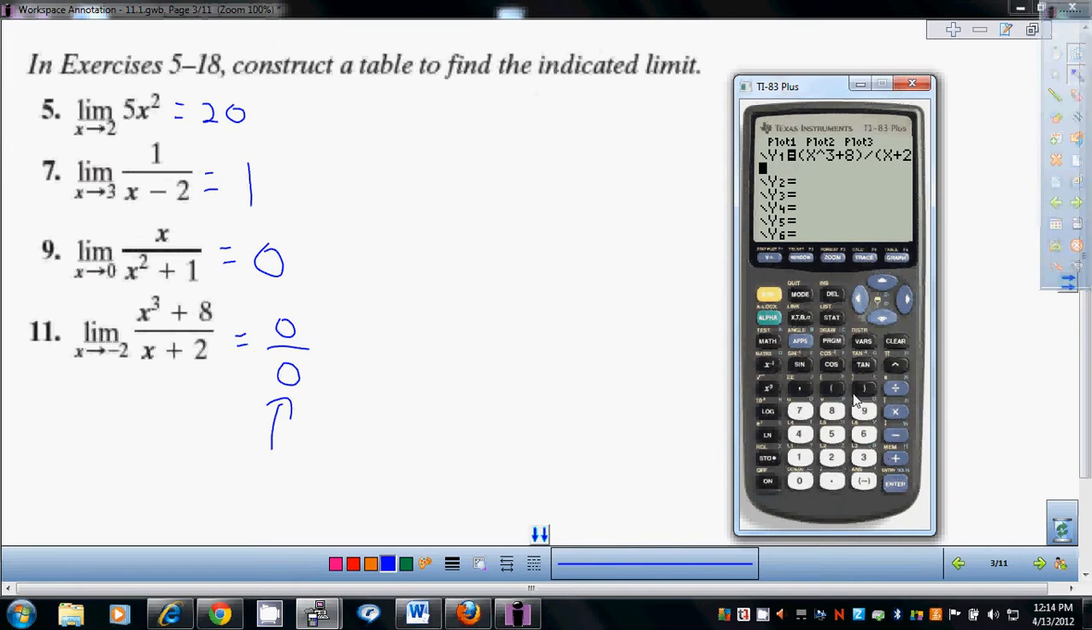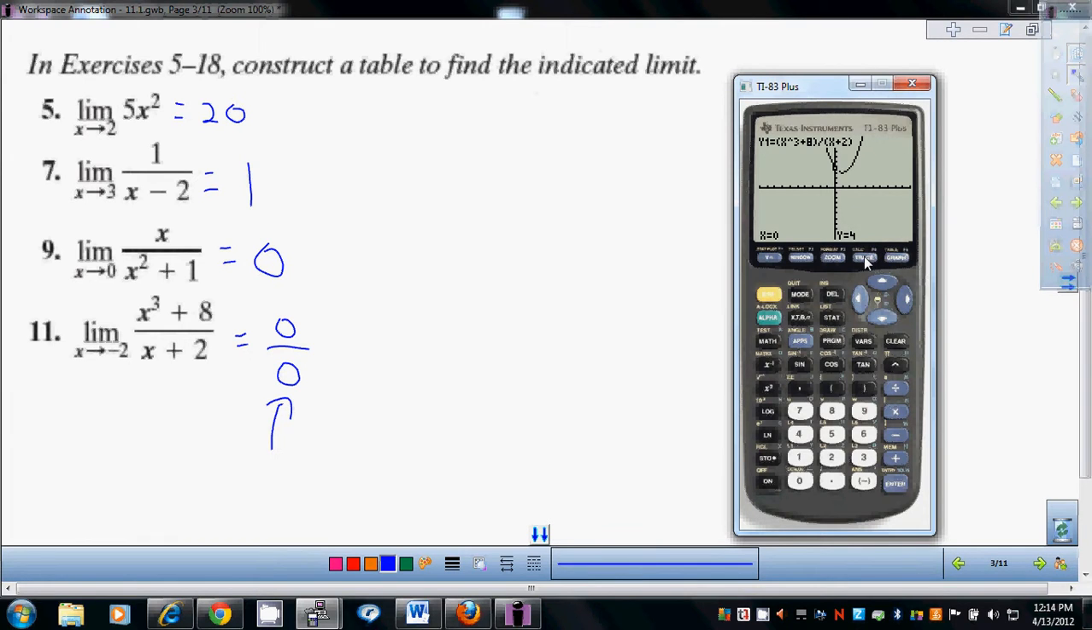I didn't tell them to do that. All right, a rule of thumb today: always just go to Zoom Standard first. Zoom 6, and that'll put it on the standard window. Okay. Now, the function, just the function: x cubed plus 8 over x plus 2.